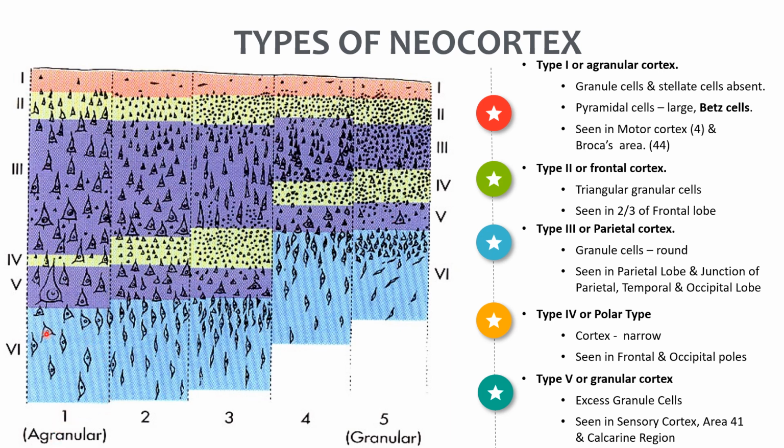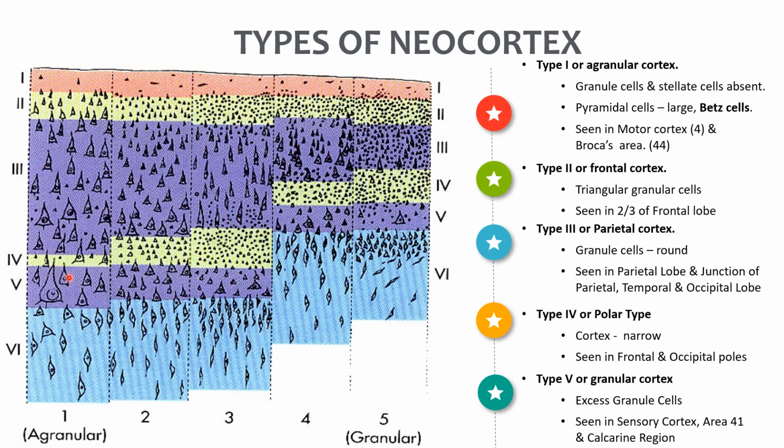The first type is the agranular cortex. So granule cells and stellate cells are completely absent here. Here there will be the pyramidal cells, and the large pyramidal cells will be present as the Betz cells, which are seen in the motor cortex and the Broca's areas.